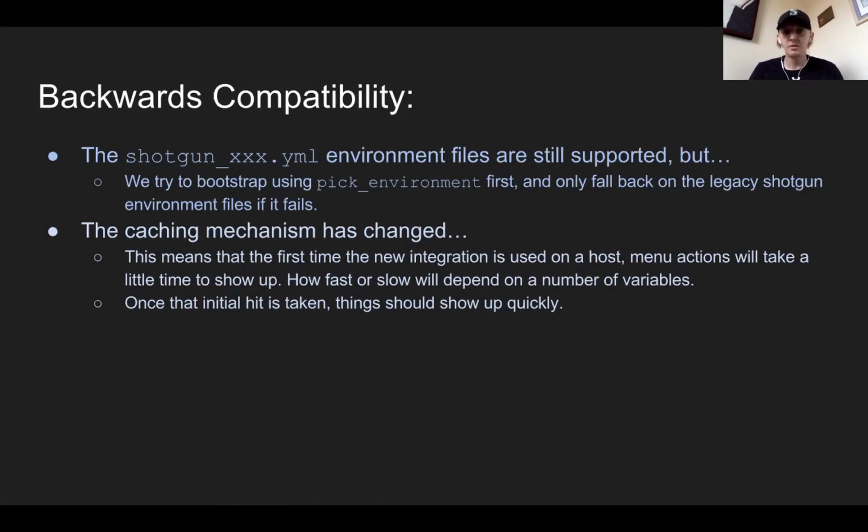We still support the shotgun_entity_type.yaml files, but there is a gotcha related to that, which is that we always try to bootstrap through pick environment, going to the hero environment files first. We only fall back to the shotgun environment files if that first bootstrap attempt fails. What this means is if you have TK shotgun configured, an instance of TK shotgun, in your environment files, it will be used, even if you have a shotgun_task.yaml file.